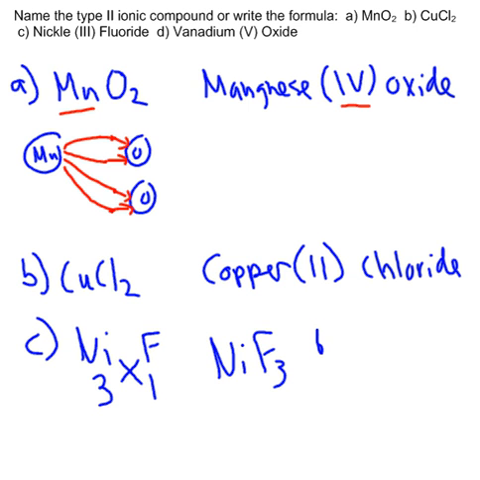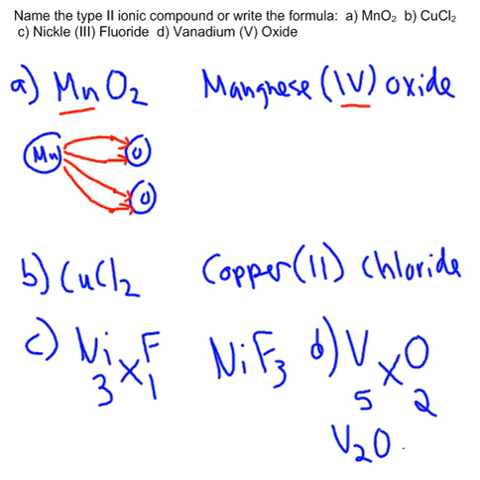You'll see the same thing with vanadium oxide here. Symbol for vanadium is V. The Roman numeral V means 5, and so we have 5 electrons to give away, and oxygen still accepts 2. We crisscross that, and the formula for vanadium 5 oxide is V2O5.